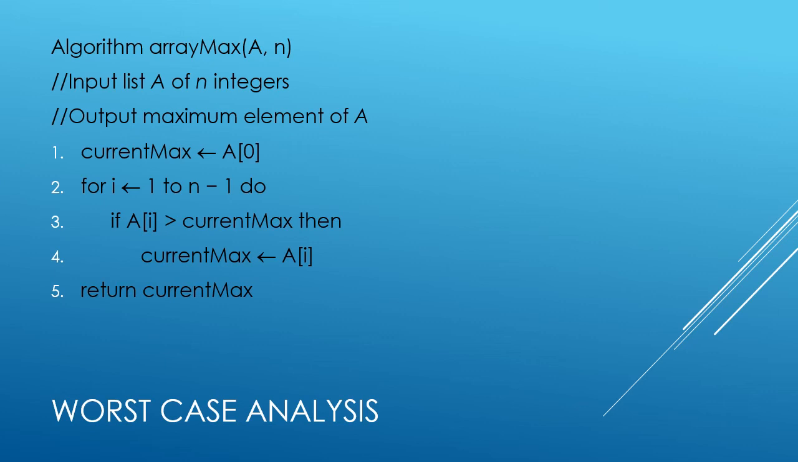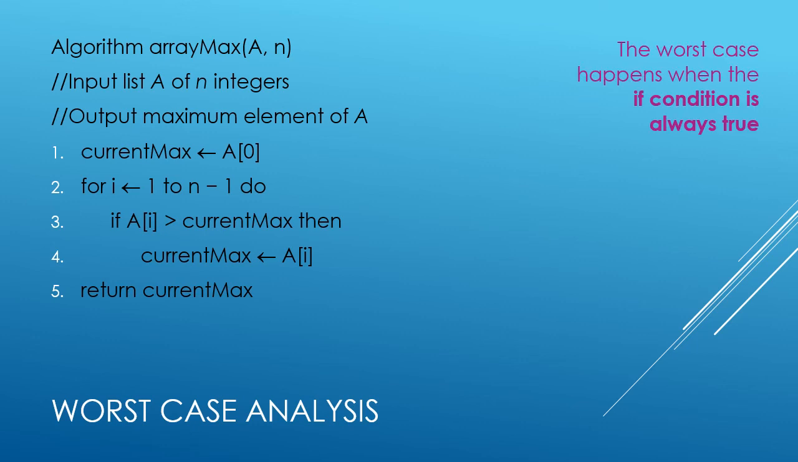Again, line 1 will always execute. The for loop in line 2 will always execute. The if condition in line 3 will always be checked. If the condition is true, we will move to line 4. Otherwise, we will skip line 4. The worst case happens when the if condition is always true. I have to do the greatest number of operations because every time I have to move to line number 4.